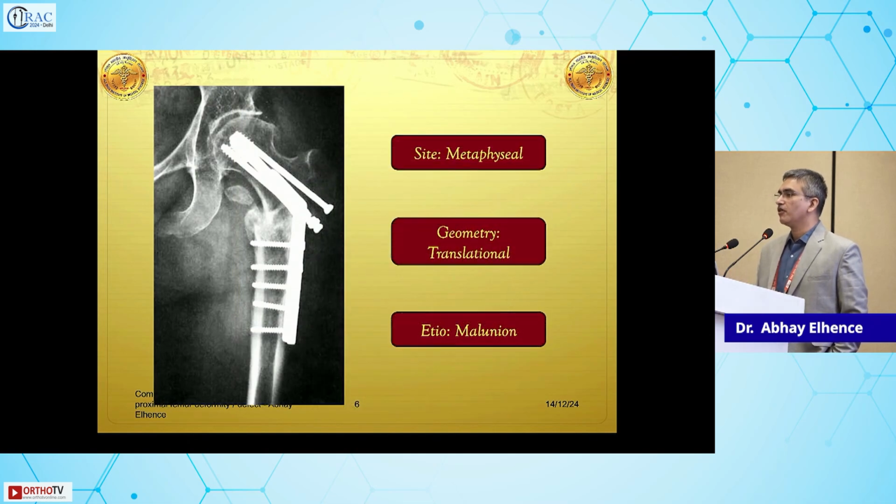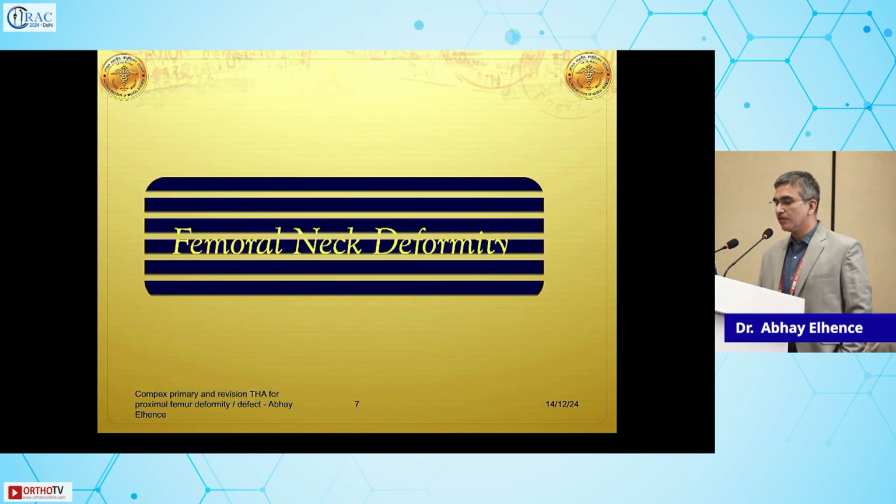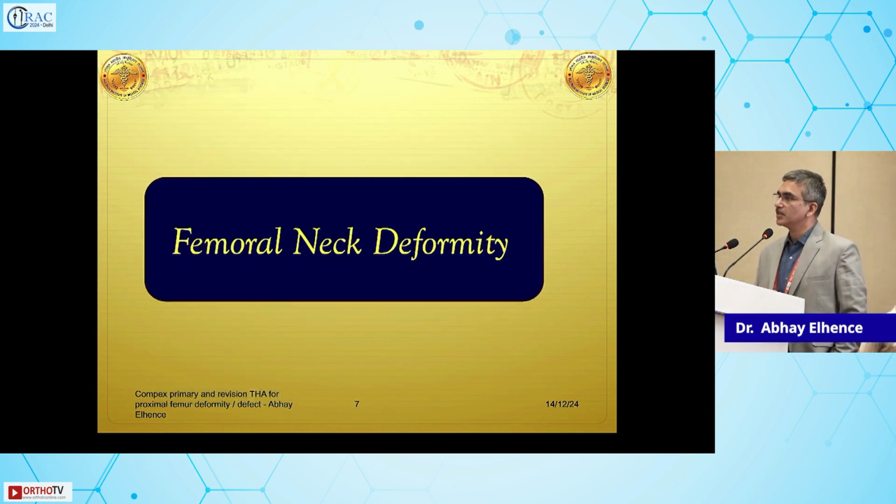A very straightforward example which we see on a daily basis: a DHS done. This is a coronal plane deformity. Site of deformation is metaphyseal. The geometry of the deformation is that there is a translational anomaly, and the etiology is that it is a malunited proximal femur fracture. But the day this hip wears out, you can't use a primary stem. You have to think differently and you have to look at modular options like an SROM stem.